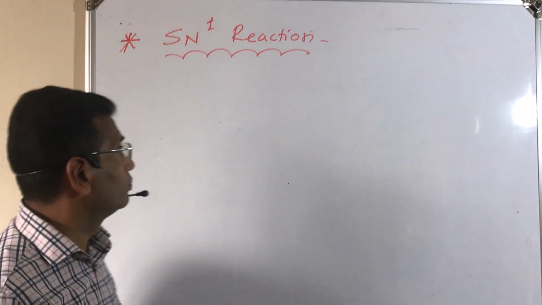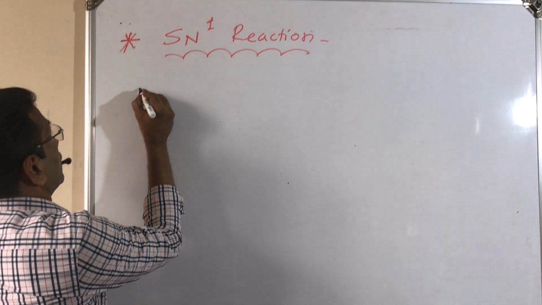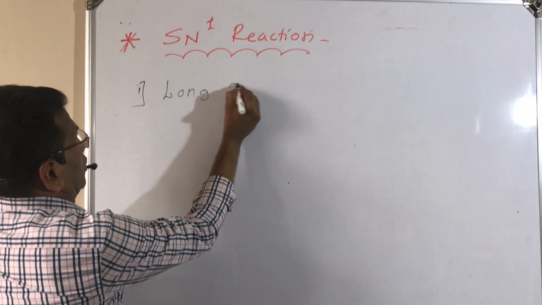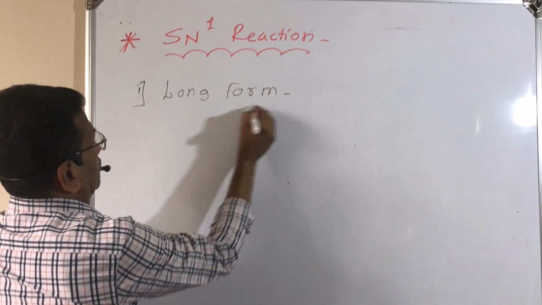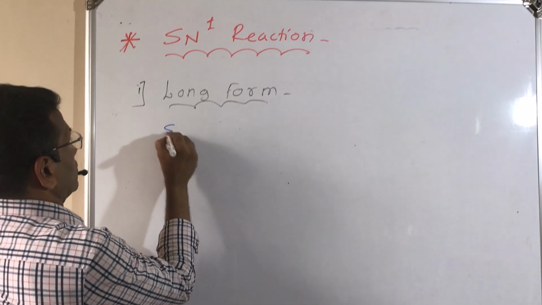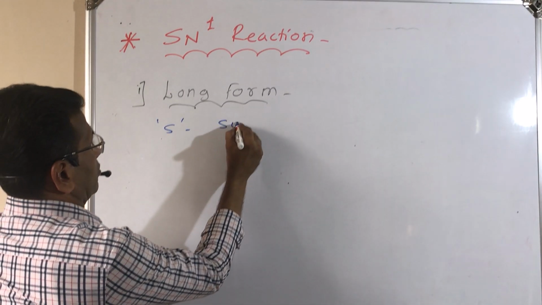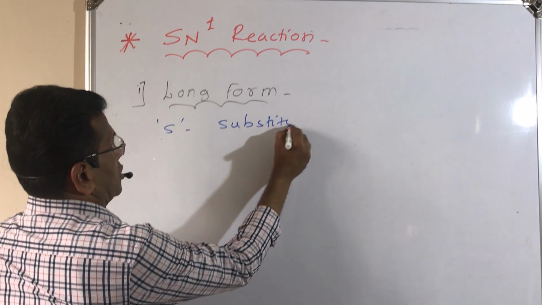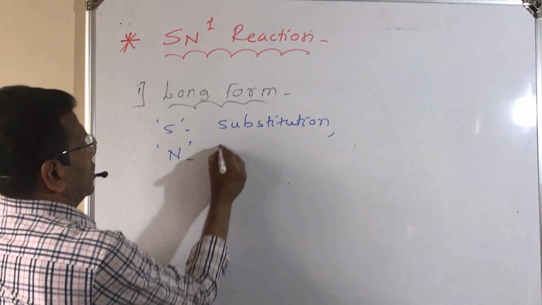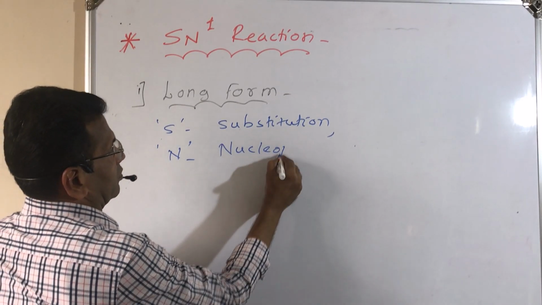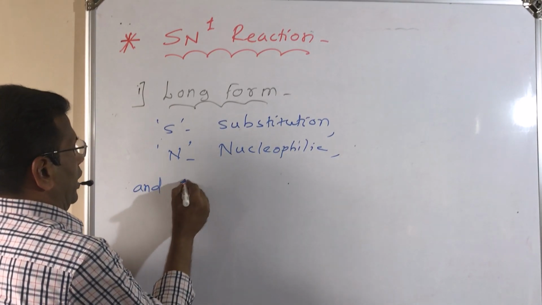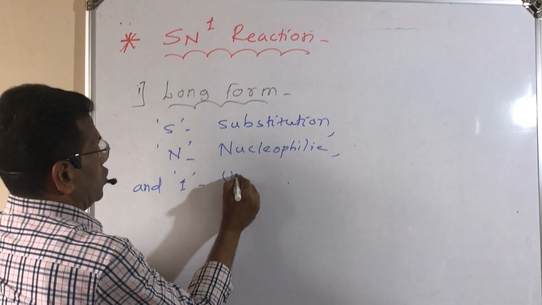So in SN1, the first point is the long form. What is the long form? S stands for substitution. S means substitution. N stands for nucleophilic. And what is the meaning of 1? 1 stands for unimolecular.